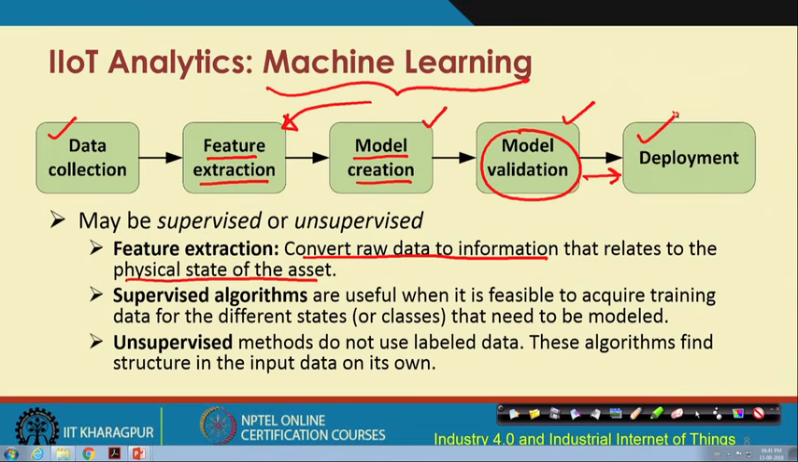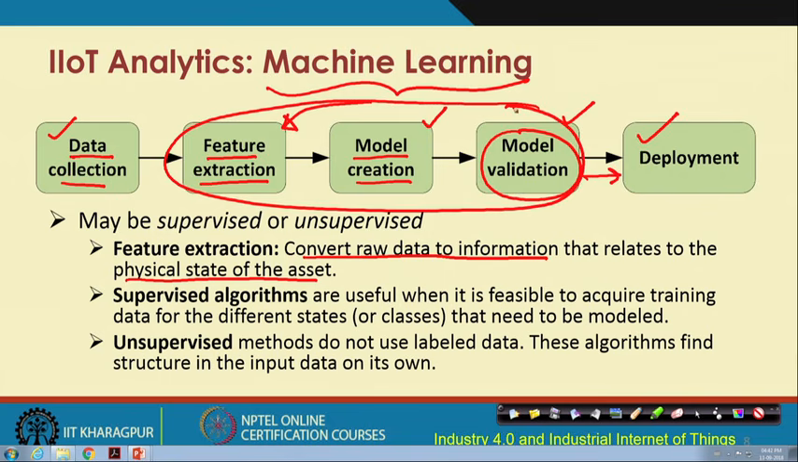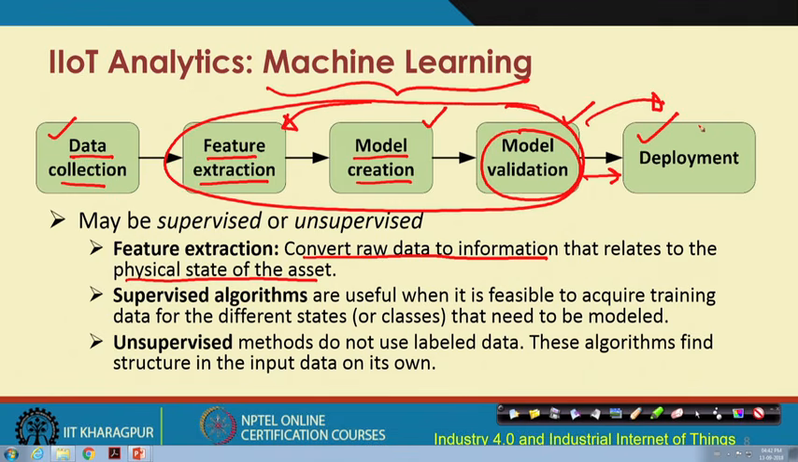So, there are two types of machine learning. Machine learning means that you are learning from this data. The data that are collected, you are doing certain activities, feature extraction, model creation, model validation, etc. And from that you try to learn from the deployed models, and about what is going to happen in the future. So, this is what machine learning talks about at a very gross level. So, this machine learning could be of two types, supervised or unsupervised.